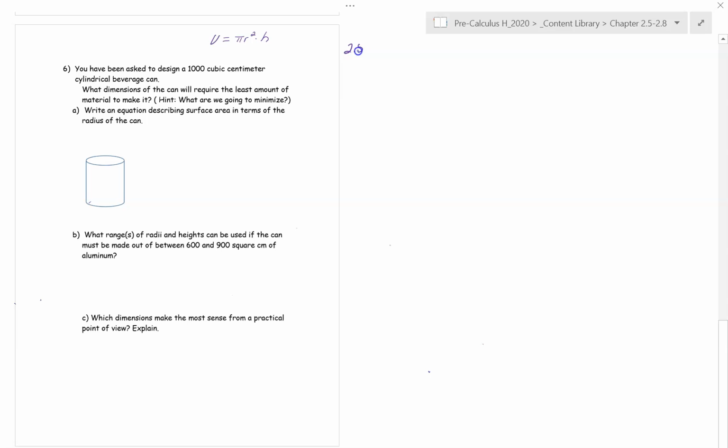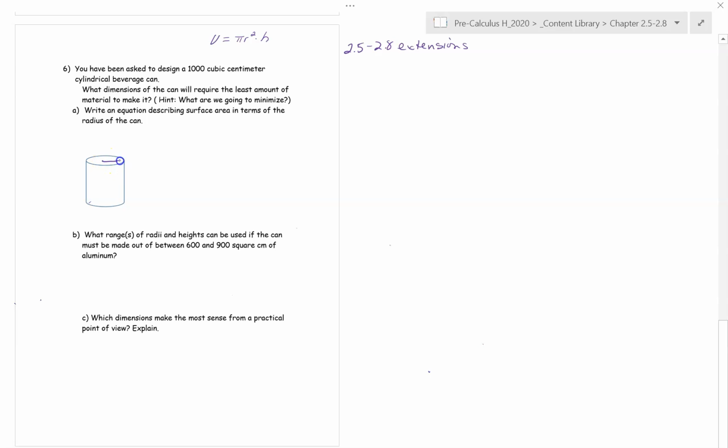Okay, so again, 2.5 to 2.8 extensions, part 1. You're the designer now. We need to design a can, let's say for juice or pop or something. If you were really going to design a can, if that was your job, you would have some parameters. The first parameter is that we have to have a volume of 1,000 cubic centimeters, and our can has to be a cylinder.